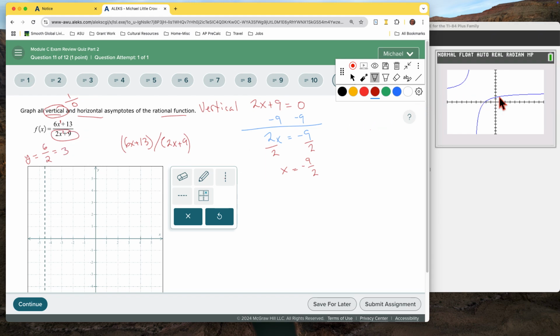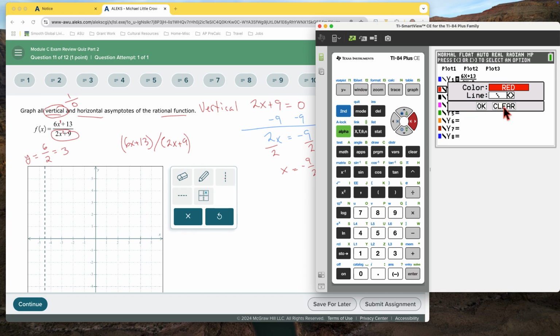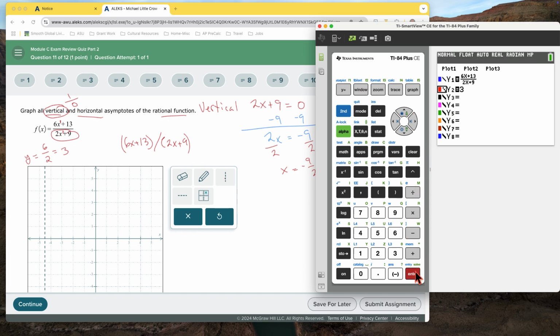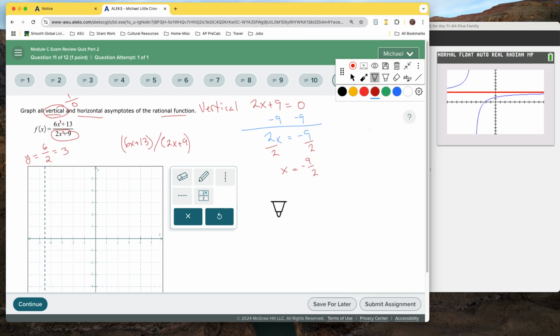And you can see that 1, 2, 3, that looks like about the place where it would be. And if you want to see it even better, you could actually put in y equals 3. I'll show you, you can even put it in as a dotted line. Let's see, how do we do this? Enter, it's going to be red. There, a dotted line. Okay, go to the graph. Well, that doesn't look like a dotted line to me, but okay. So that would be the horizontal asymptote. And that looks about appropriate, right?